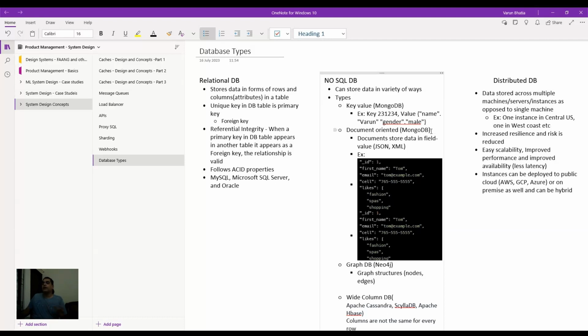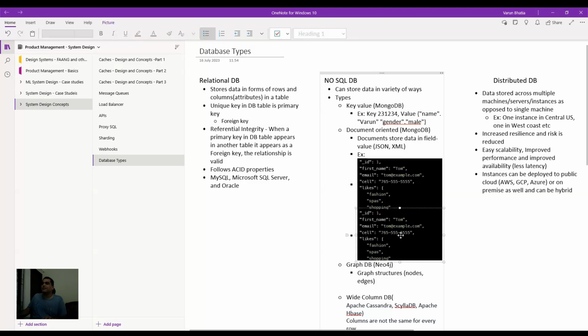Document oriented, again, MongoDB is a prime example. Data can be stored in the form of field values like in JSON and XML and BSON as well, right? A straightforward example: you're storing an ID, a value, and then you have the different attributes, or let's say different values. You have your first name, you have email, you have cell phone, and maybe you're looking at what a customer, what that person basically likes, right? So this is how it is stored.